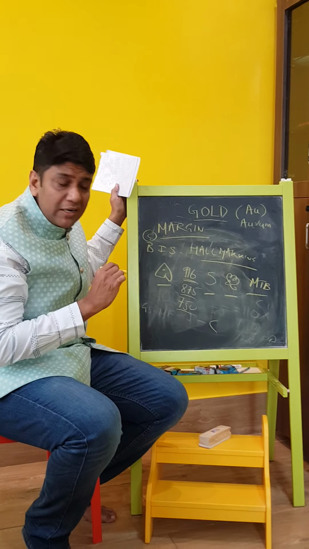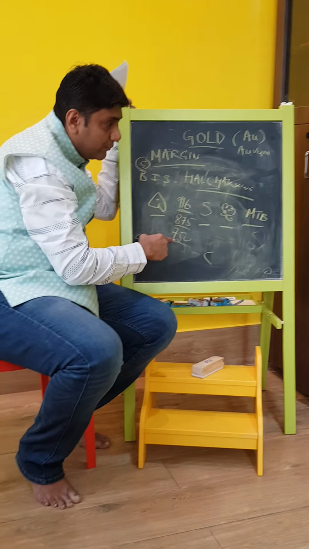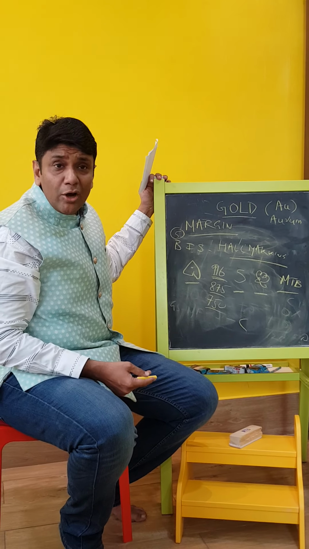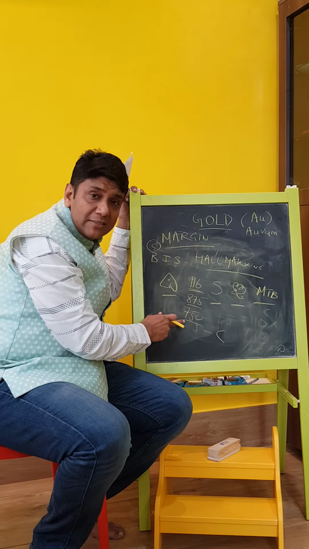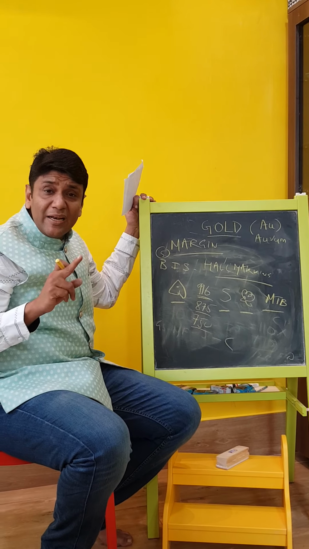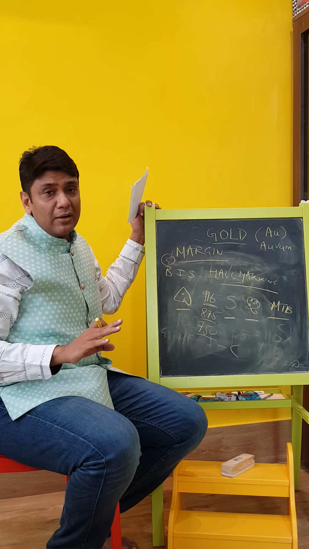If it is hallmarked, first check whether it is 916, 875 or 750. A jeweler will randomly say, yeah, my jewelry is hallmarked. But if it is marked 750, it means he is selling you 18 karat gold. So don't just go by the word hallmark.